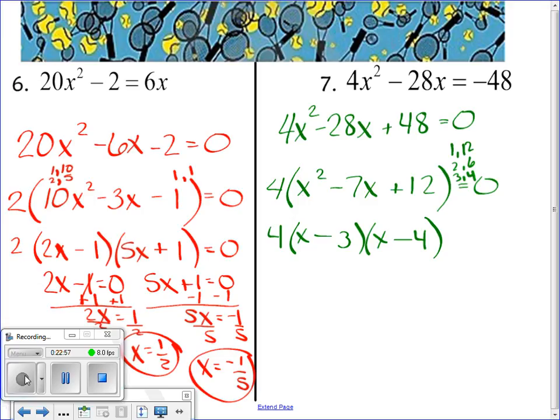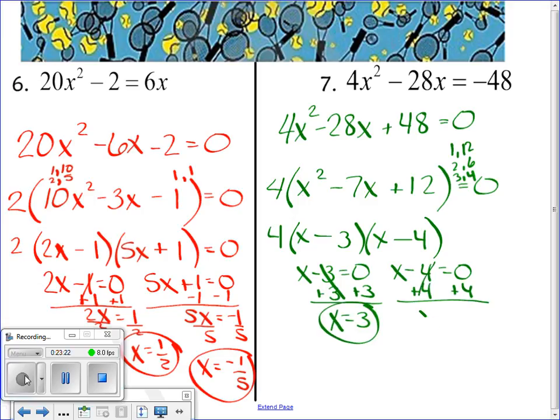Good. Set them equal to 0. Do I set the baby brother equal to 0? No. There's no x. If he had an x, would I? Yeah, there's no x, so I'm going to leave him. So x minus 3 equals 0. Eventually he will. Yeah. So we'll add 3. Add 4. And we're done.